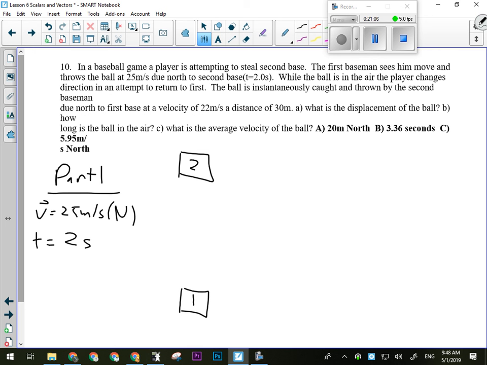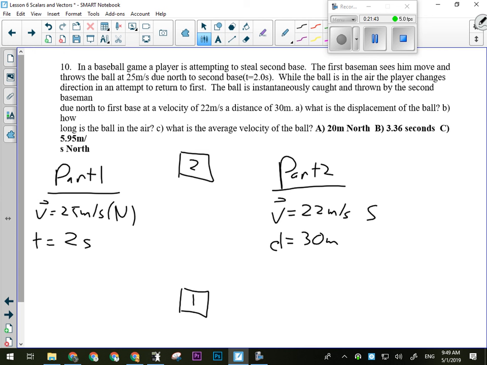Okay, and then in part two, okay, the second baseman throws the ball back to the first baseman, and he does that at a velocity of 22 meters per second south, okay, and that covers a distance of 30 meters. All right, so in this case, we know that the first baseman has run 20 meters closer to the second baseman in the time that the ball was in the air. Okay, and that's what we kind of have to get out of that question rather than making an assumption about what the first baseman has done.